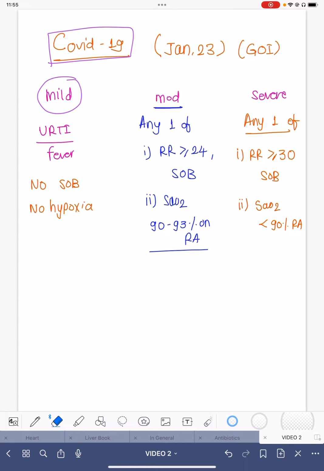COVID-19 positivity, and those patients who don't have shortness of breath or don't have hypoxemia. So no hypoxia, no shortness of breath, and other symptoms like cough, cold, weakness, tiredness, exhaustedness, lethargy, body pain, headache. These all symptoms can be present. So absence of shortness of breath or respiratory rate of less than 24 and normal saturation or saturation above 95% can be labeled as mild COVID-19 illness.